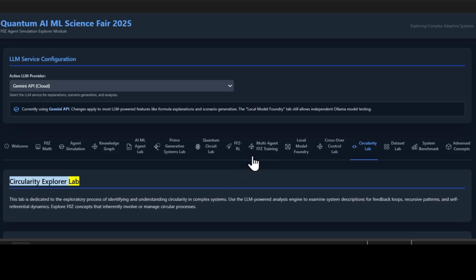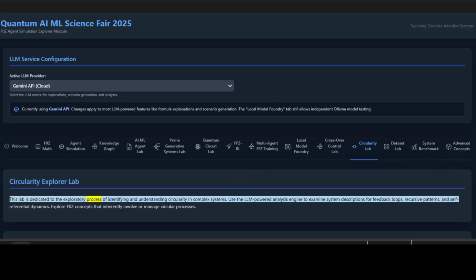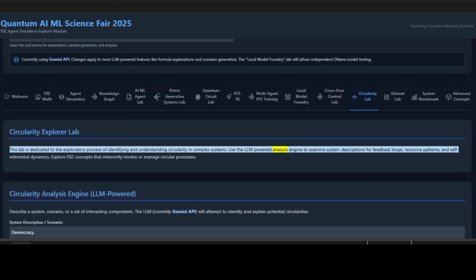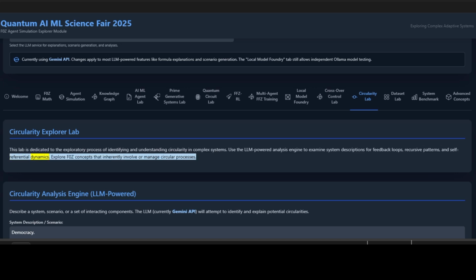Circularity Explorer Lab. This lab is dedicated to the exploratory process of identifying and understanding circularity in complex systems. Use the LLM-powered analysis engine to examine system descriptions for feedback loops, recursive patterns, and self-referential dynamics. Explore F0Z concepts that inherently involve or manage circular processes.